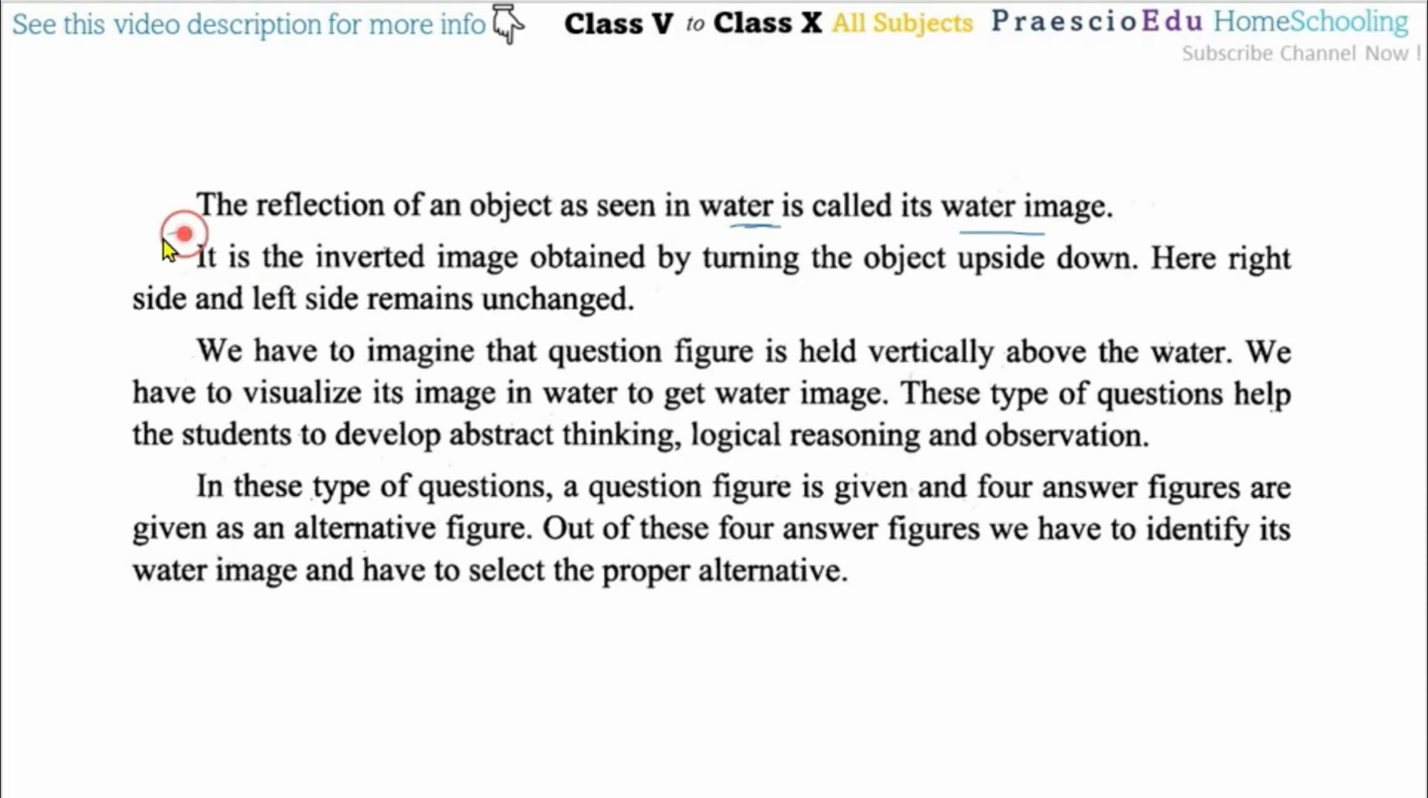Here again, some points are given particularly for water reflection. It is the inverted image obtained by turning the object upside down. These two words are very important: inverted image and upside down. Here the right side and left side remain unchanged, meaning right should stay on the right and left should stay on the left. We have to imagine that the question figure is held vertically above the water. Always remember that this image is always maintained vertically, up and down in water.